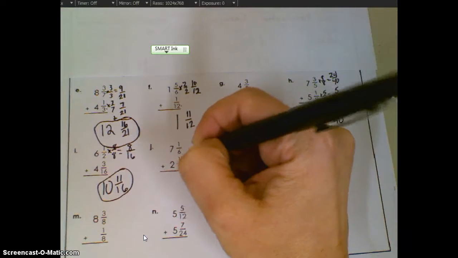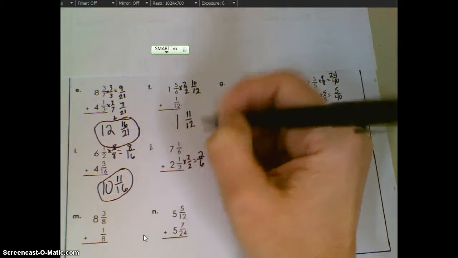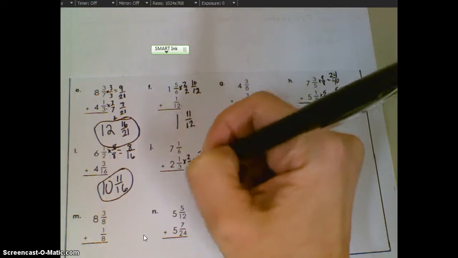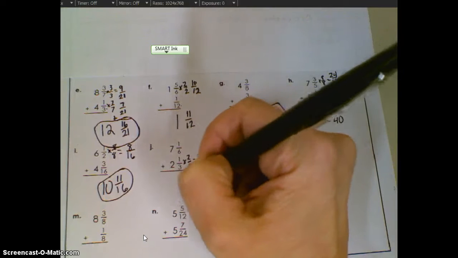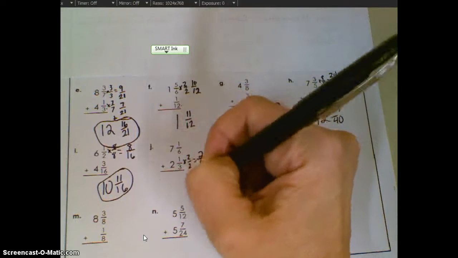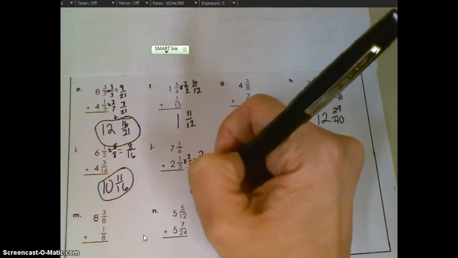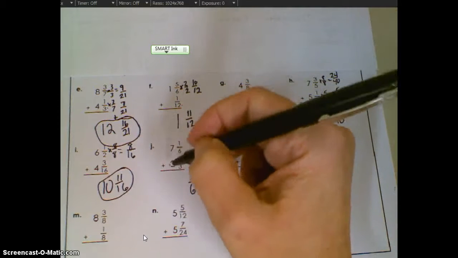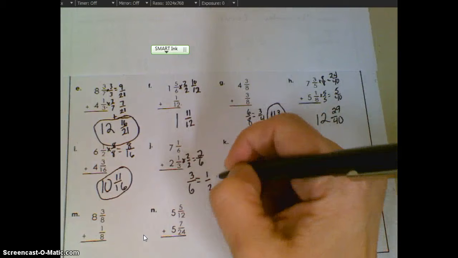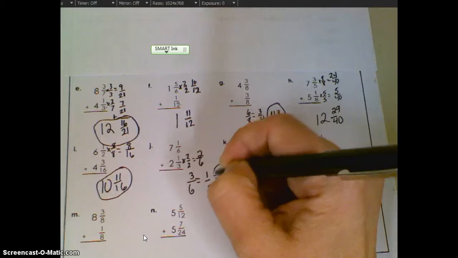Alright, we can multiply this by 2 over 2 to equal 6, and we get 2 sixths. 1 plus 2 is 3, common denominator of 6. Now we can add our whole number. Oh, let's reduce first. Divide them both by 3, and you get 1/2. Add our whole number. 7 plus 2 is 9, so we get 9 and 1/2 for a total.